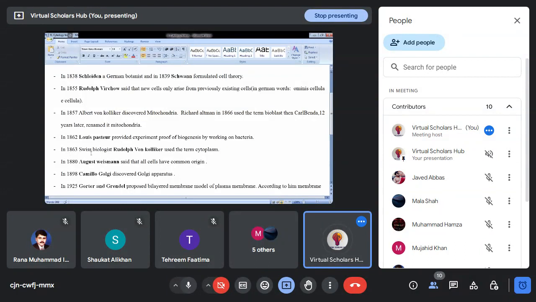Next, in 1863, Swiss biologist Rudolf von Kölliker used the term cytoplasm, and in 1880 August Weismann said that all cells have a common origin. फिर इसके बाद देखेंगे इन 1898 कैमिलो गॉल्जी discovered Golgi apparatus.